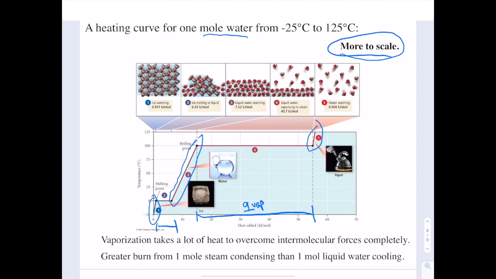Q for vaporization is going to be much larger than Q for fusion because the enthalpy of vaporization is so much greater. It requires so much more energy per mole to vaporize a substance than it does to liquefy a mole of the solid of that substance, because you are completely overcoming intermolecular forces when you vaporize the substance.